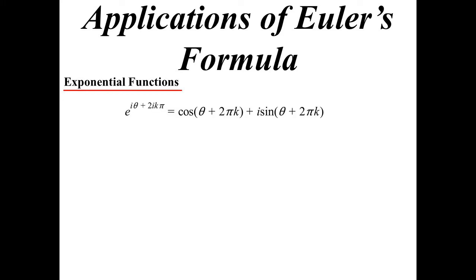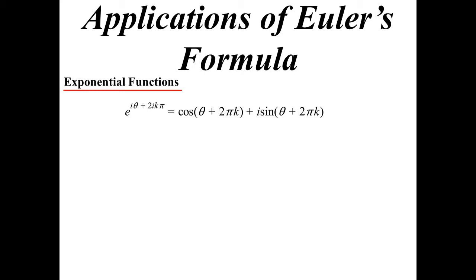I'm going to take a look at a handful of ways that Euler's formula can be used. So, exponential functions. Clearly it's going to be useful with exponential functions. We said e to the i theta, but of course we could add 2 pi k on and we'll be back at the same spot.